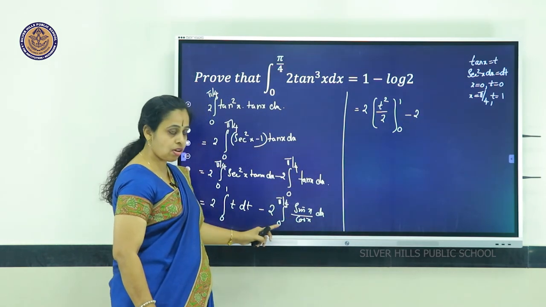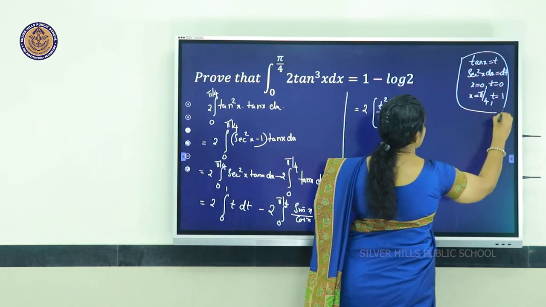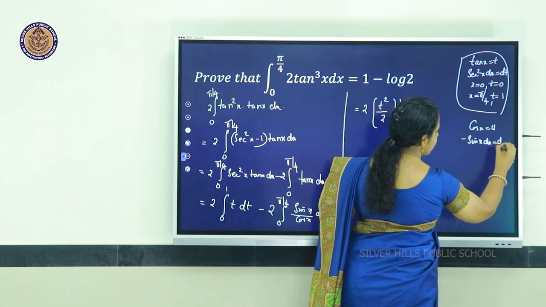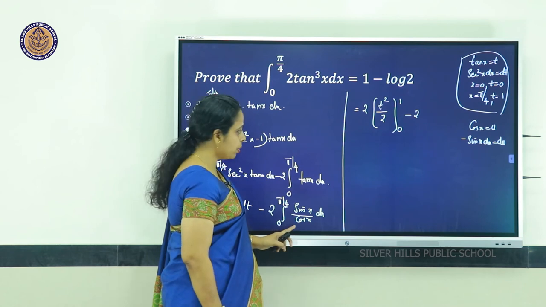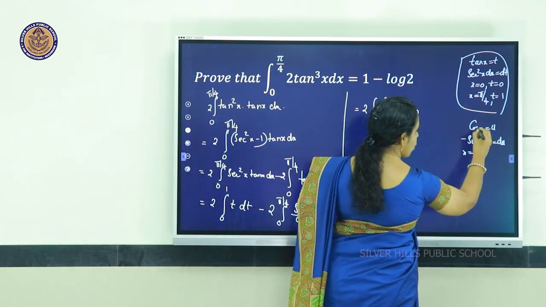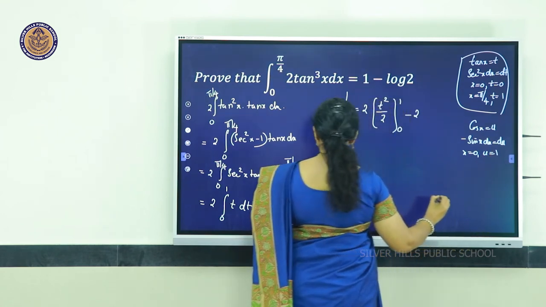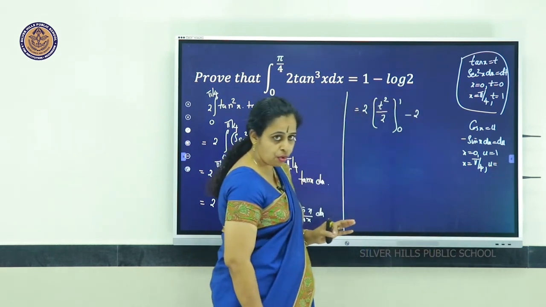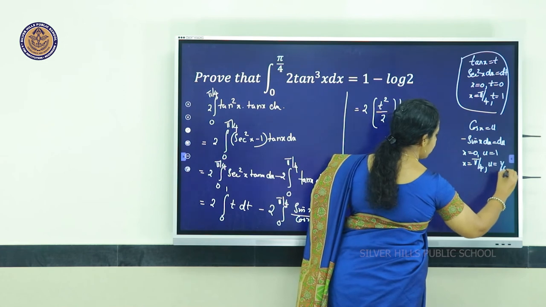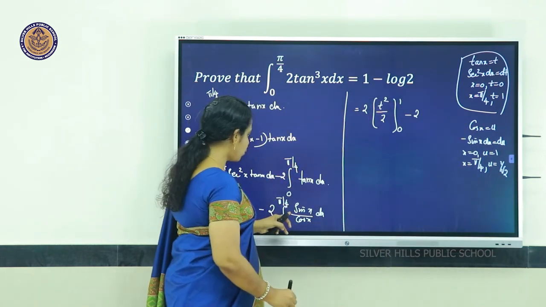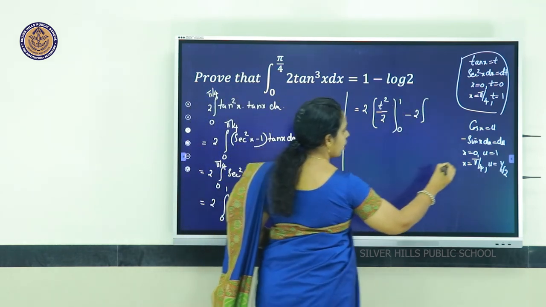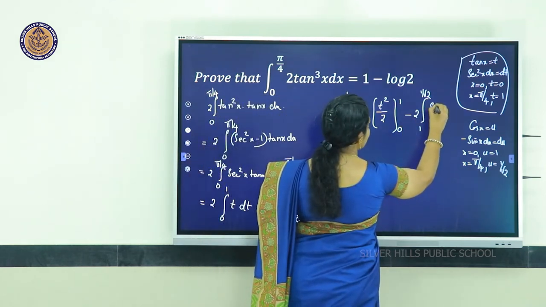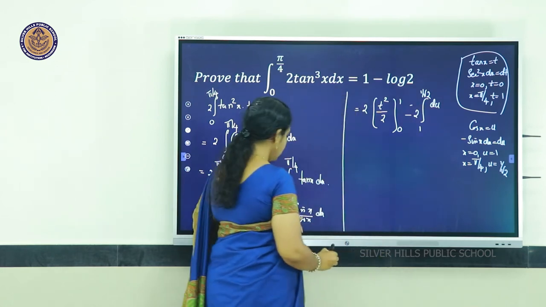Here, if you give cos x equal to u, differentiating with respect to x, minus sin x dx will be equal to du. Now, limits: when x equal to 0, cos 0 will be 1, when x equal to pi by 4, u will be cos pi by 4, which will be 1 by root 2. So, minus 2 into integral 1 to 1 by root 2, sin x dx is du, negative will be here, then by u.